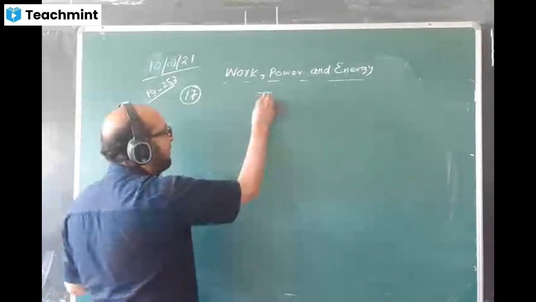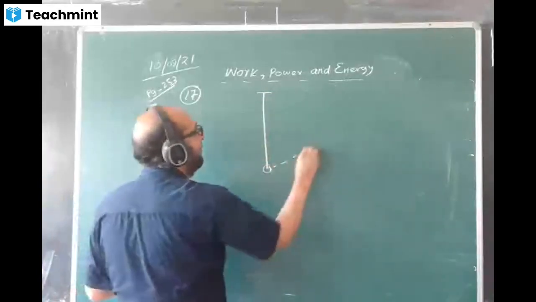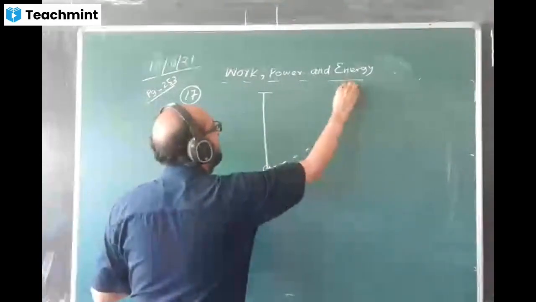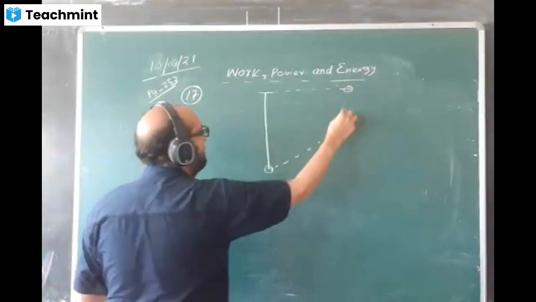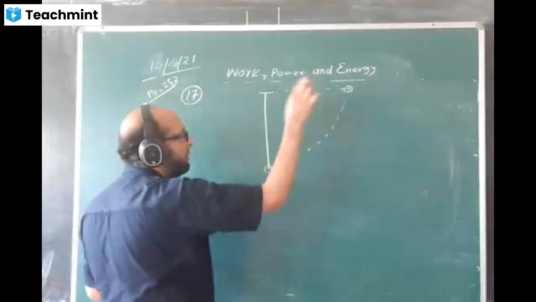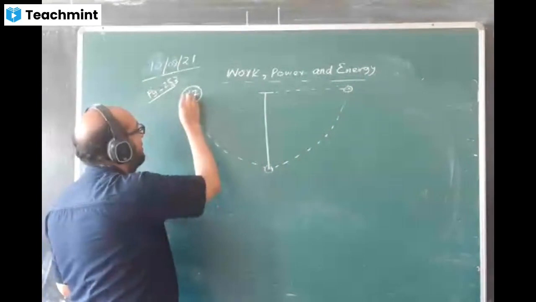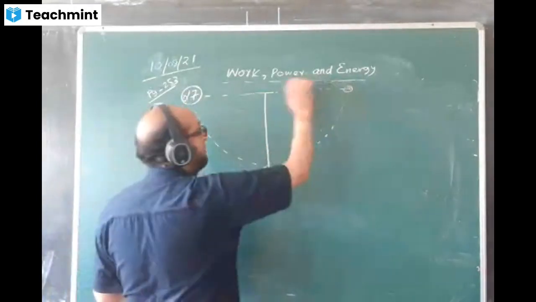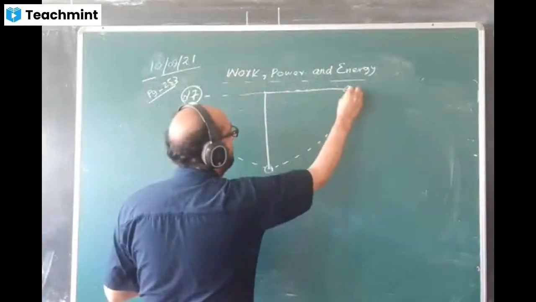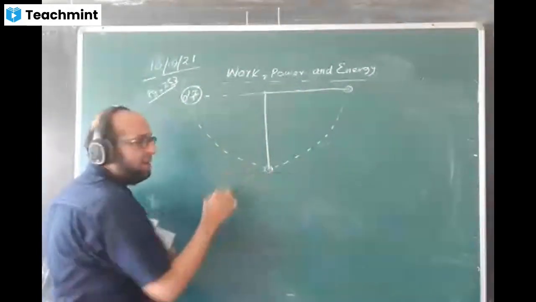Situation says there is a pendulum here. When the bob is horizontal from this point, you are releasing it. It is going here like this, and going to the other side like this. From here, when the string is horizontal, you are allowing it to fall. So it is going like this.